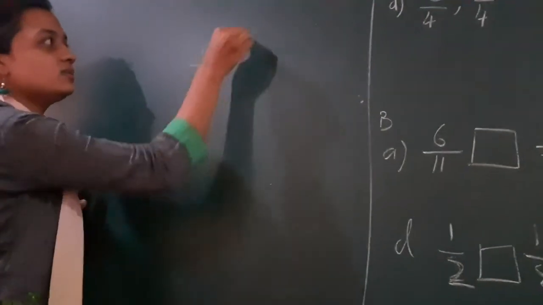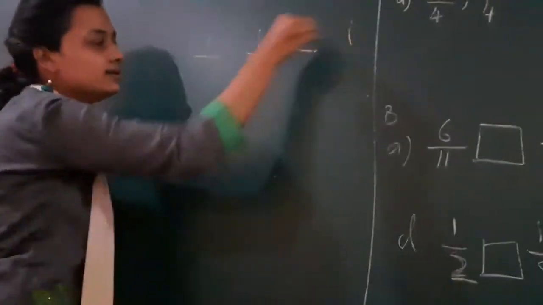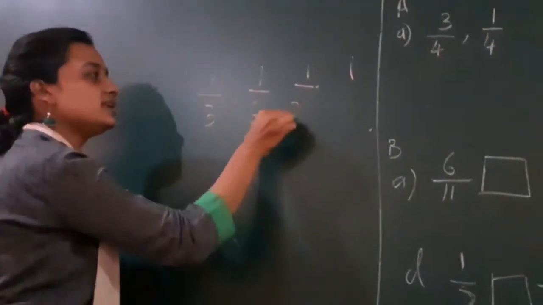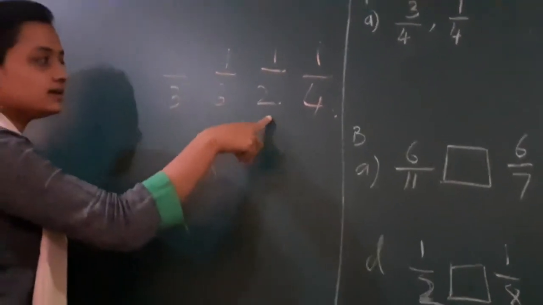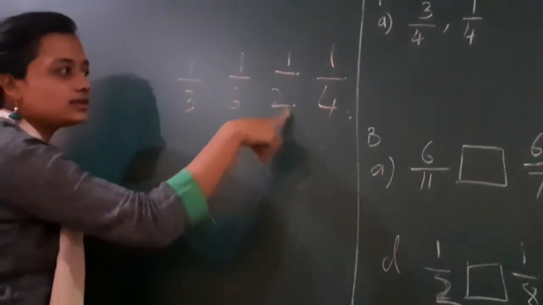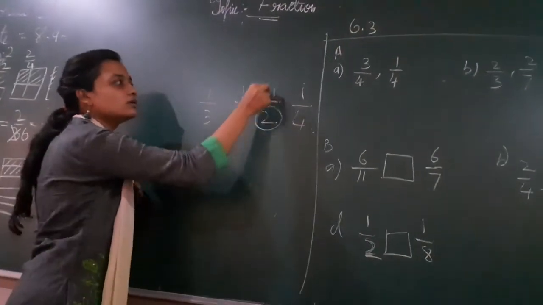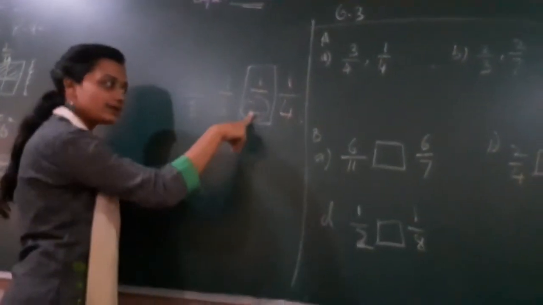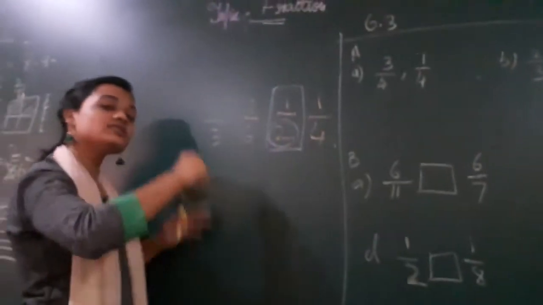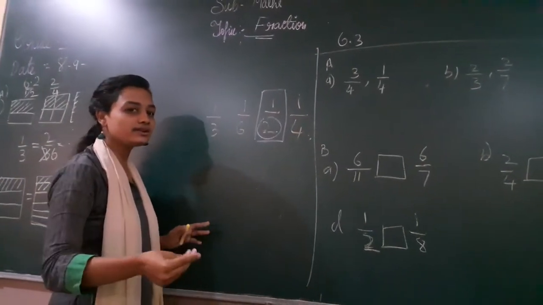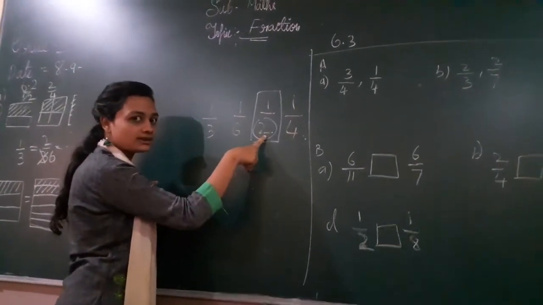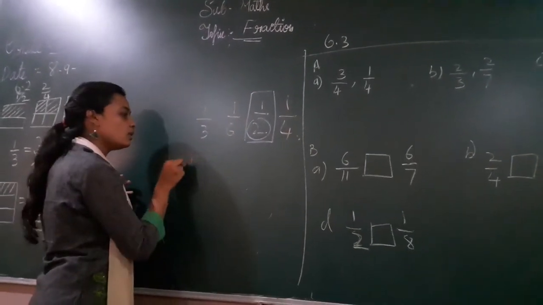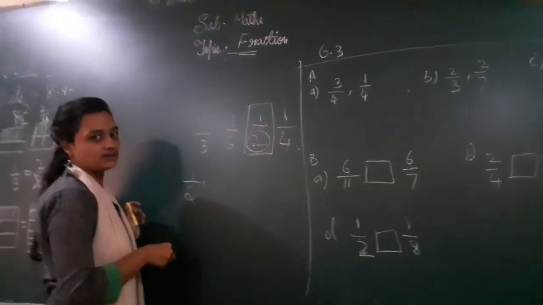For fractions with the same numerator and different denominators, I should see the smallest denominator, that is 2. So this 1 by 2 will be the biggest. If I have the smallest denominator, that fraction is the biggest. So you understand, children, with the smallest denominator, the fraction is biggest. So 1 by 2 is the biggest here.